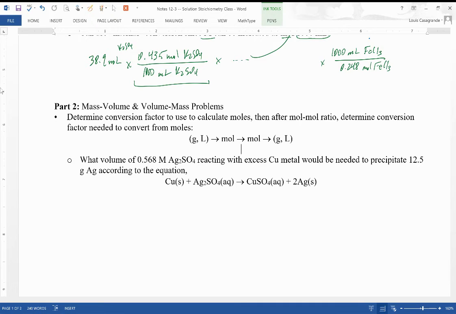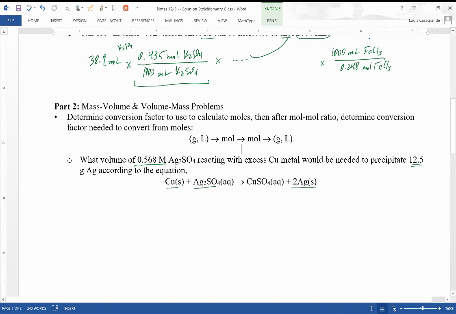So now you're going to have to do a little bit of thinking. This is not much different from when we had to think about stoichiometry with gases. Remember, stoichiometry is just about getting to moles and getting from moles. So I now want to know in this problem, if I have 0.568 molar silver sulfate, and I'm going to react it with excess copper, how much of that silver sulfate solution would I need to precipitate 12.5 grams of silver? All right, so I'm going from the silver sulfate to the silver.